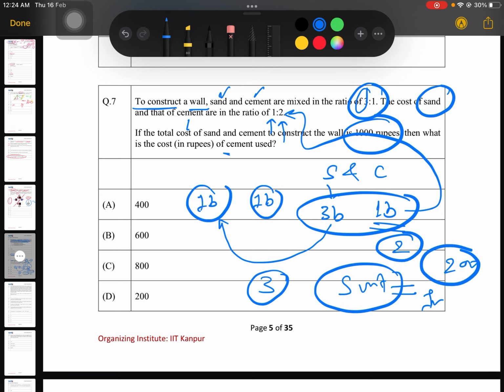They are asking for cement, so for cement 1 unit. But how many units of cement do we have? For 1 bag you have 2 units, right? So 400. Okay, so 400 is the right option.